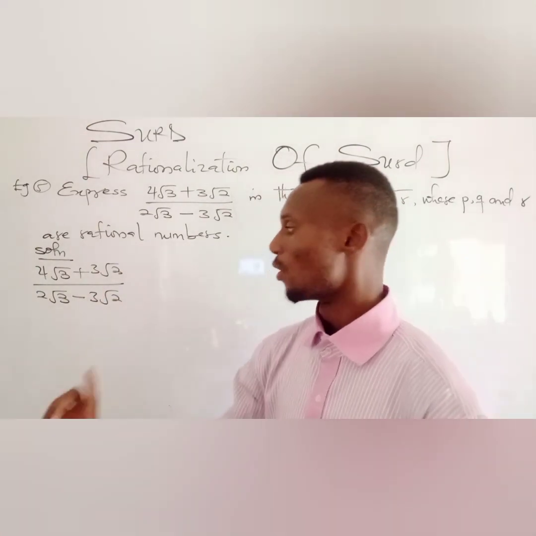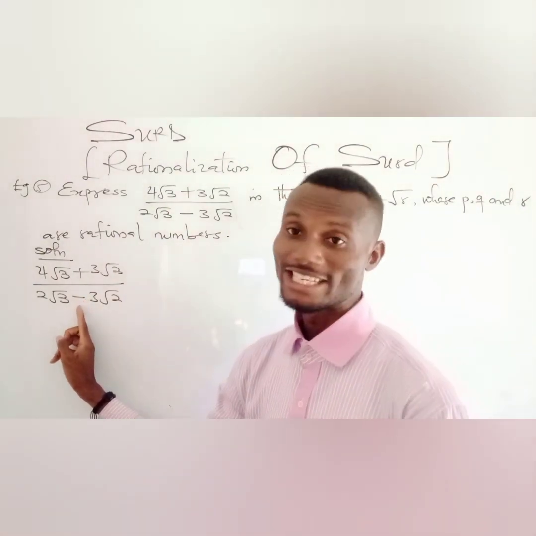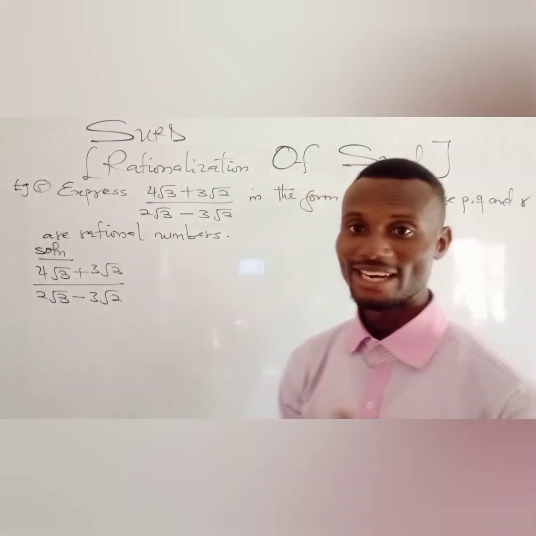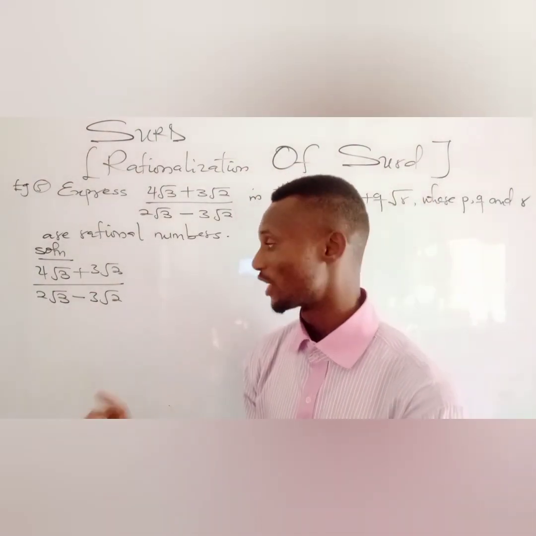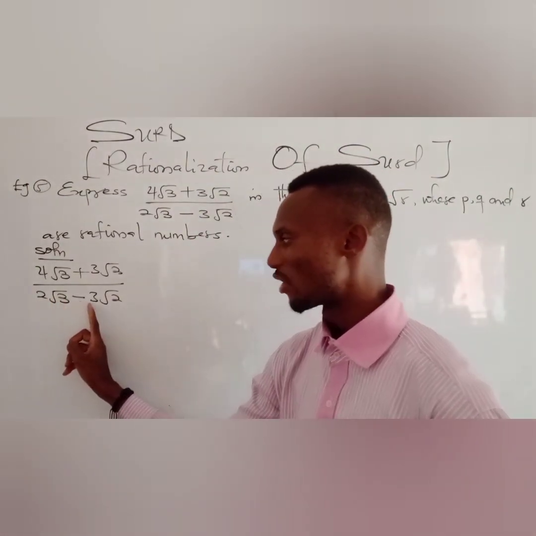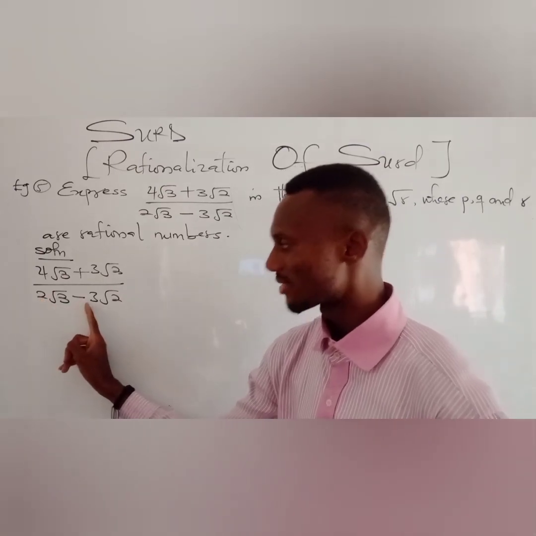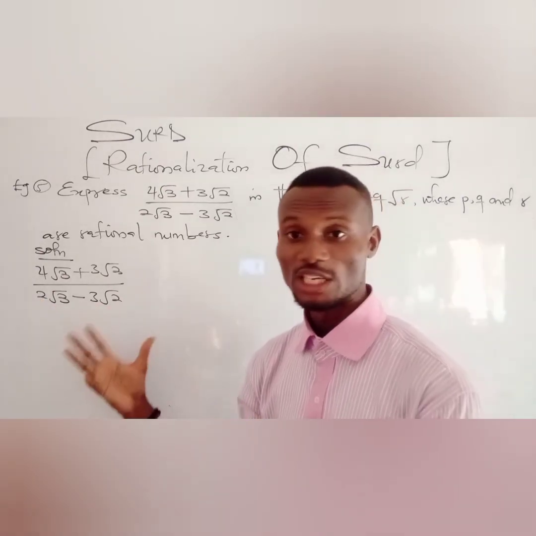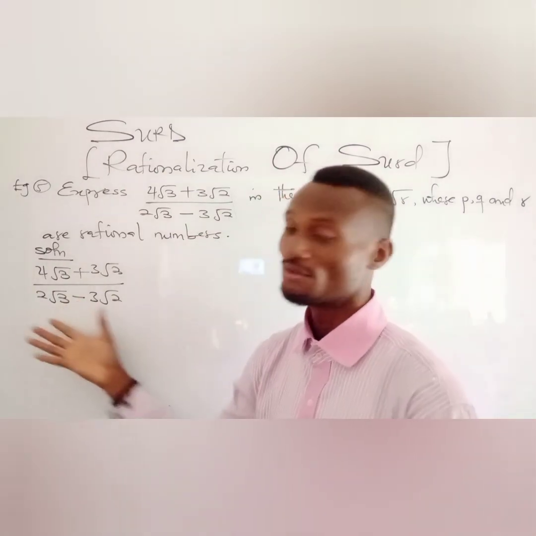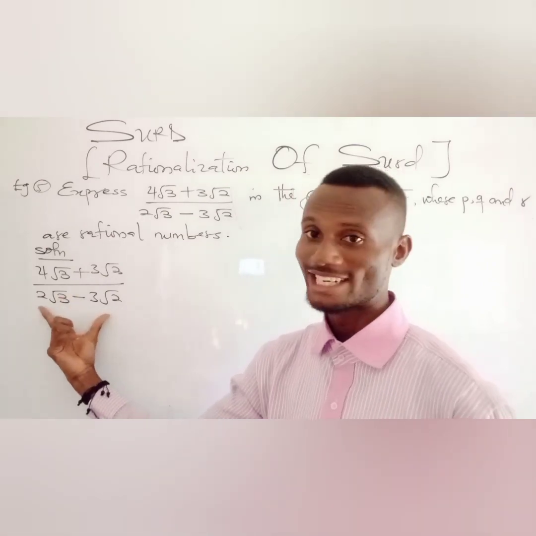If here was to be positive, for us to get the conjugate, we are going to change it to negative. I hope the explanation is clear enough up to this point. So the conjugate of 2 root 3 minus 3 root 2 is going to be 2 root 3 plus 3 root 2. All that you need to do is to change the sign to the opposite, and that will give you the conjugate of these two terms, which is here at the denominator.